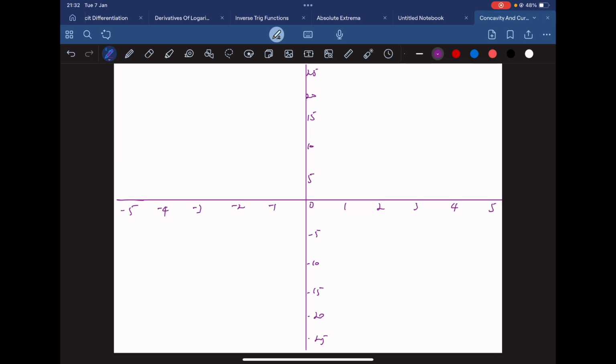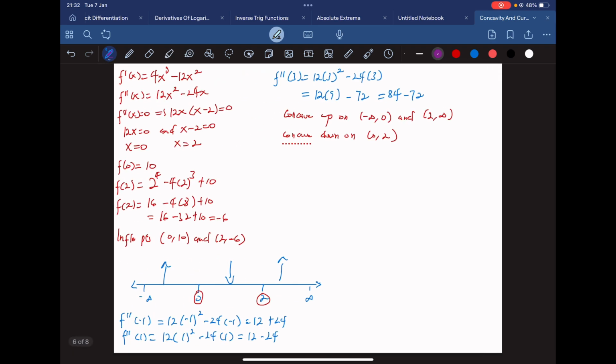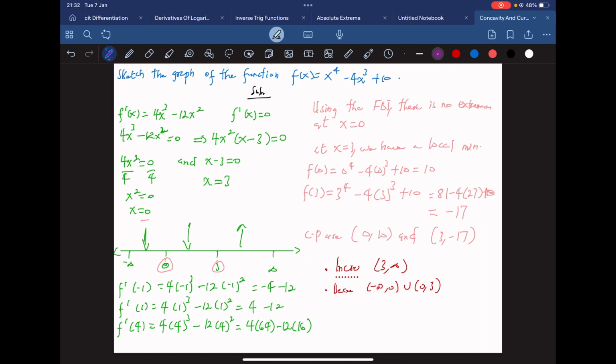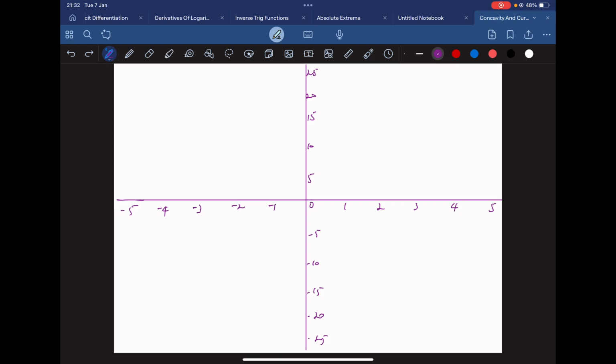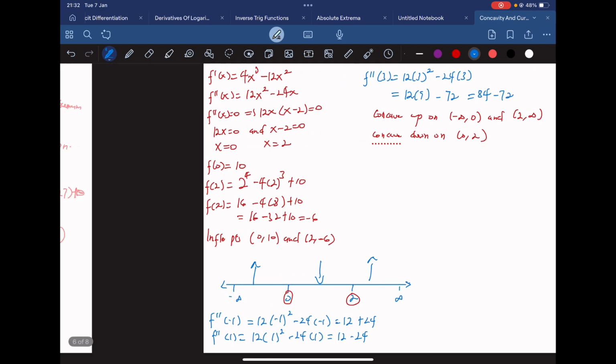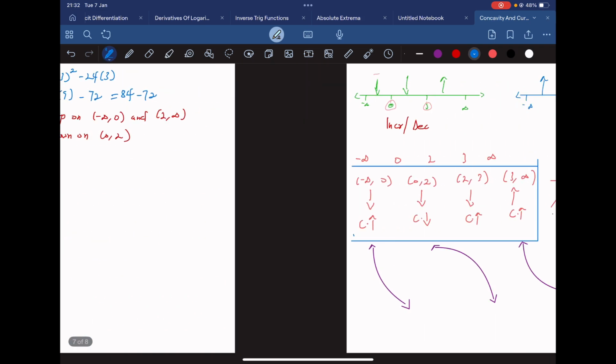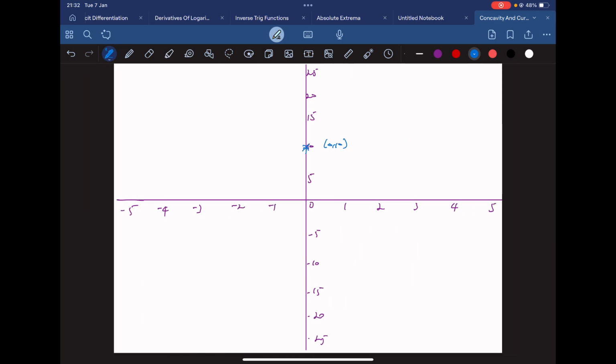So now we are going to use all the points that we had. So first of all, let us plot our critical point. For critical point, we had 0, 10. So 0, 10 will be somewhere here. So this is 0, 10. We also had 3 and -17. So if 3 is here, -17 will be pretty much somewhere here.